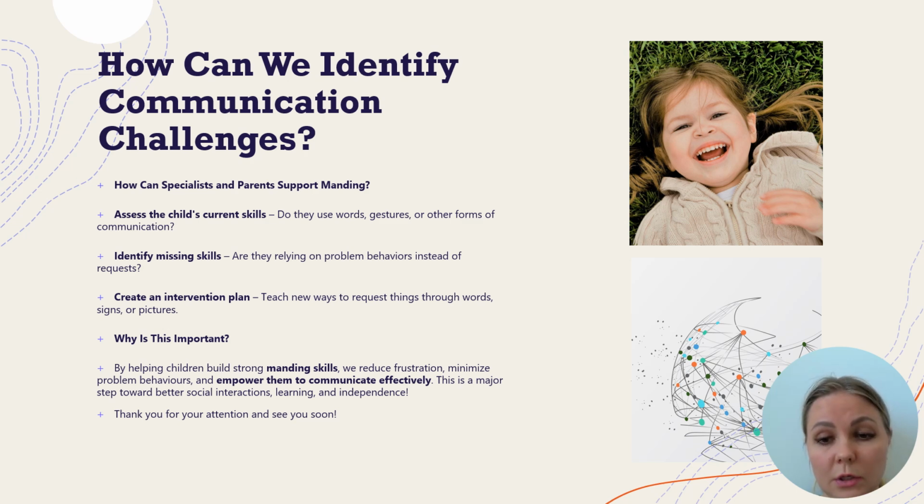What do they choose? Just to cry? Or do they use words to ask for assistance or ask for a desirable object or item? Create an intervention plan. Teach new ways to request things through words, signs, or pictures. Why is this important? By helping children build strong manding skills, we reduce frustration, minimize problem behaviors, and empower them to communicate effectively. This is a major step toward better social interactions, learning, and independence.